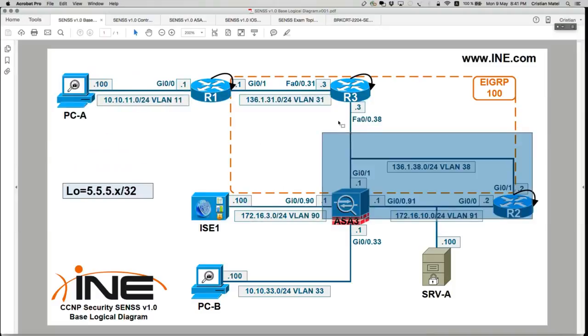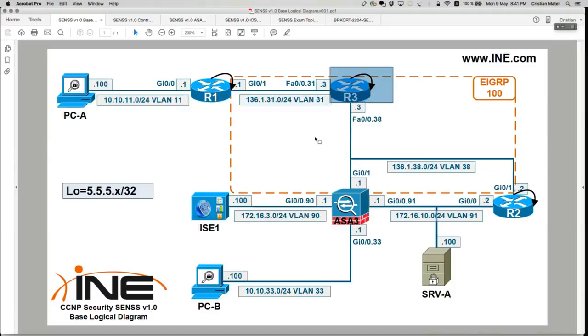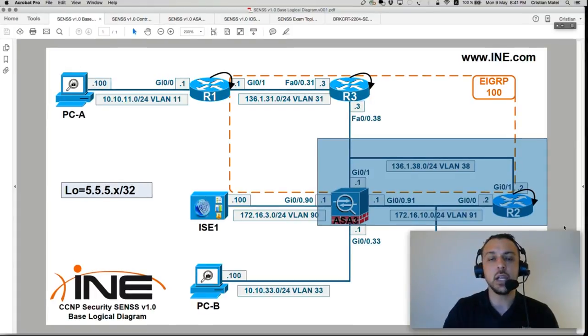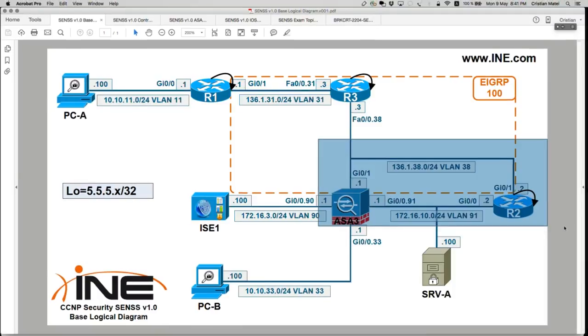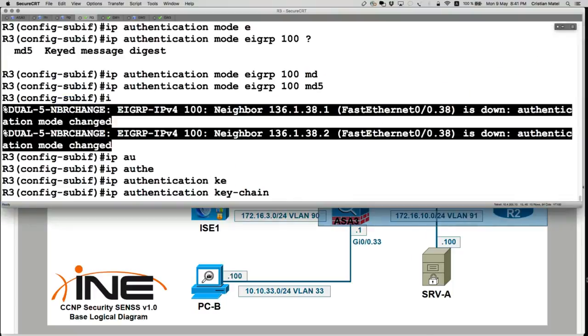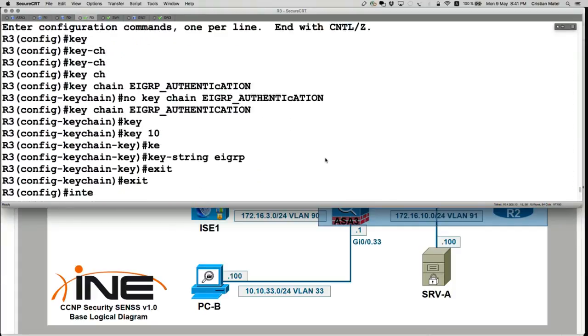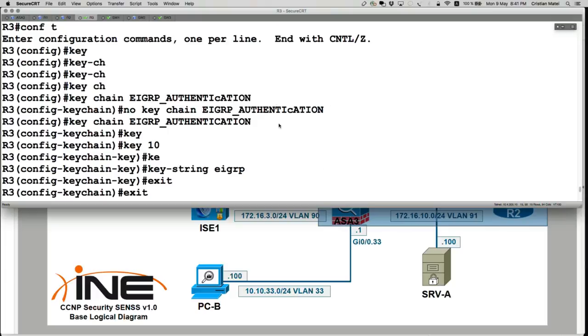Because on this segment, Router 3 has two EIGRP neighbors. And because authentication is enabled at the interface level, you cannot configure per-neighbor authentication. Which means because Router 3 has two neighbors out there, we have to authenticate both of them, or none of them. So ip authentication key-chain eigrp 100, and the name of the keychain, which was EIGRP-authentication.